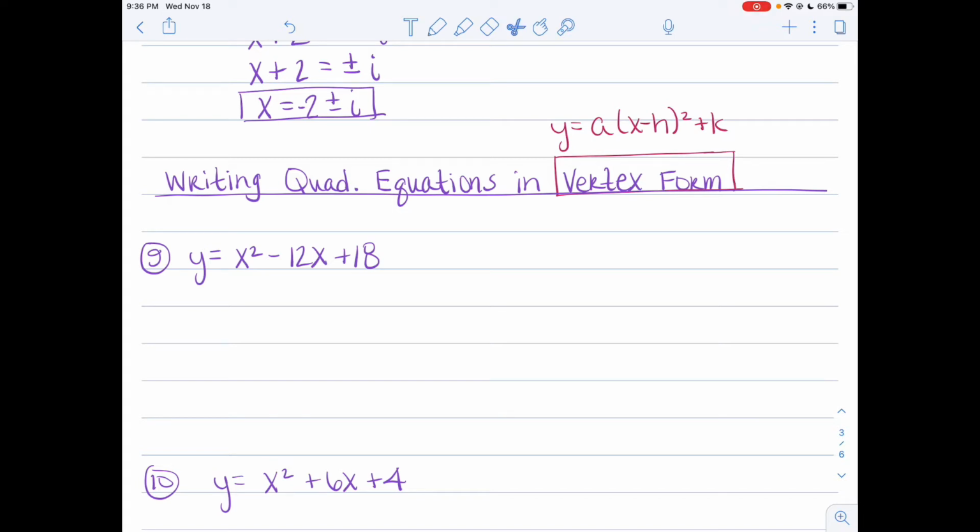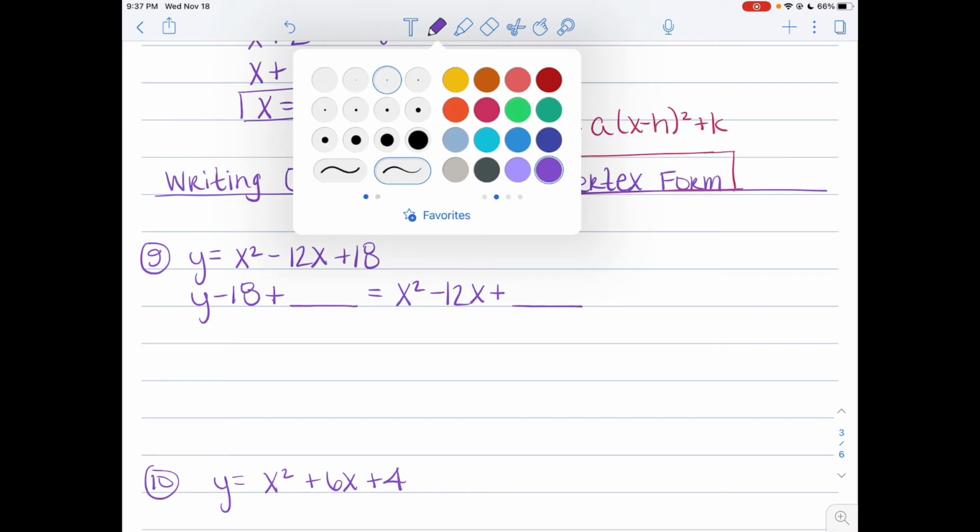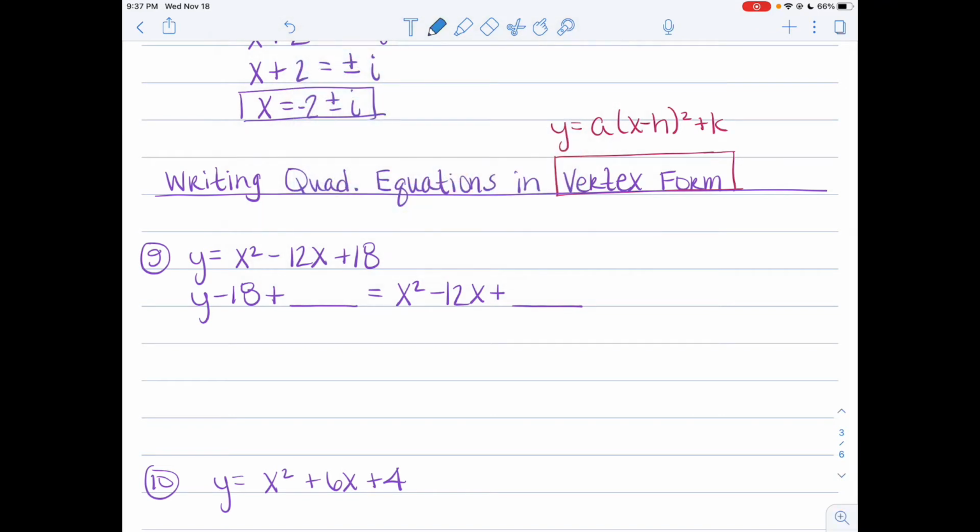I want to take this c value and move it to the other side of the equation so that I can put the c value that makes a perfect square trinomial here instead. Now, on the other side, I don't have a number, I have y, but that's okay. So I can say y minus 18 plus the number that I'm going to come up with in a minute is equal to x squared minus 12x plus the number that I'm going to calculate for my new c value. Let's calculate the new c value.